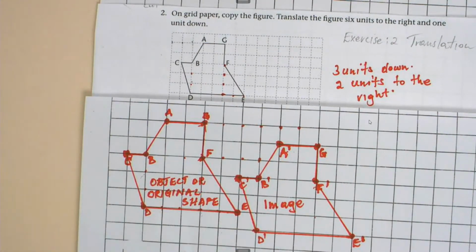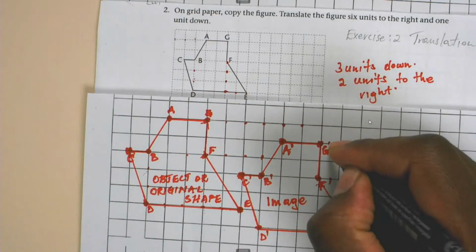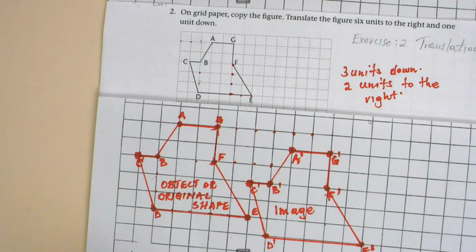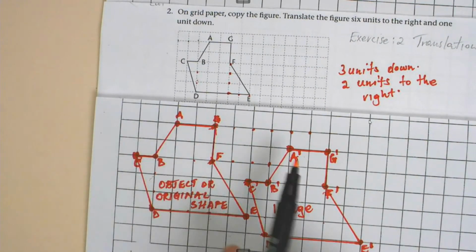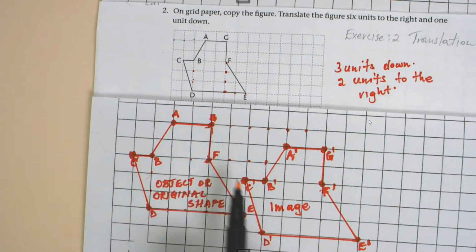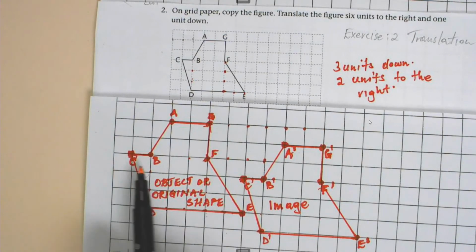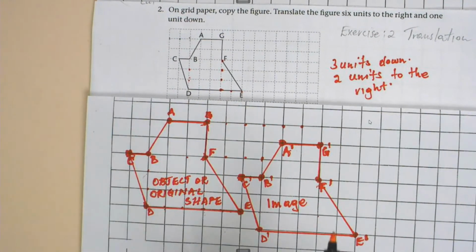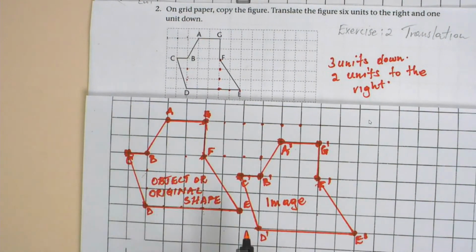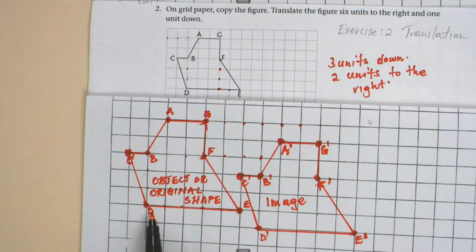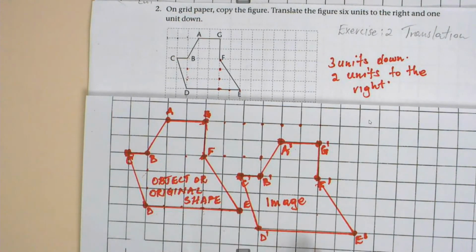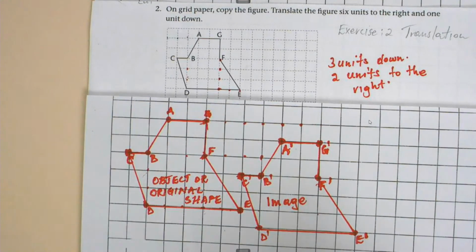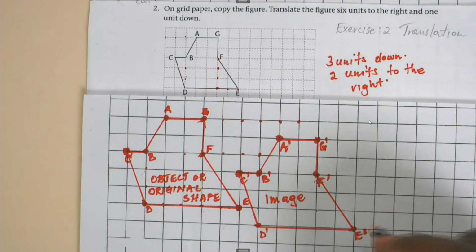Now, what is most important with the image, guys, is that please don't forget that these ones must have a prime. This is A prime, this is A. This is G prime, this is G. This is C prime, this is C. This is B, this is B prime. This is F, this is F prime. This is D prime, and this is D. Then this is E, and this is E prime. So a prime, you will see it by that sign.